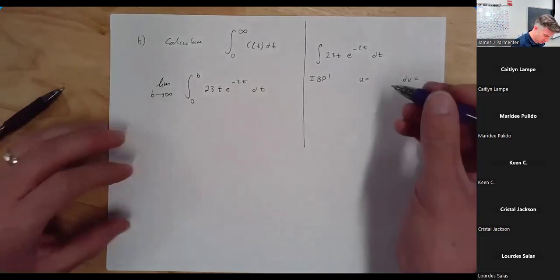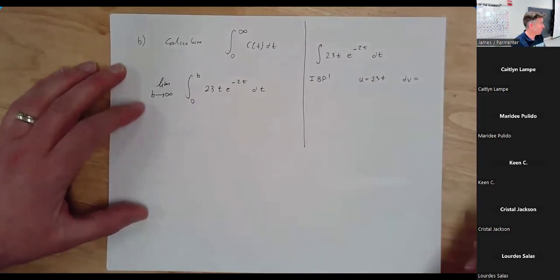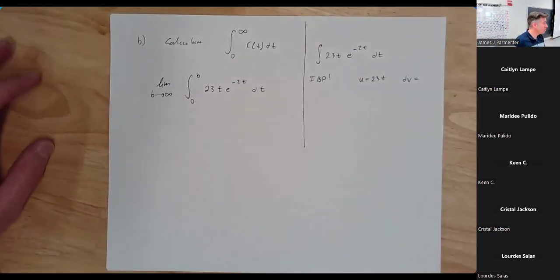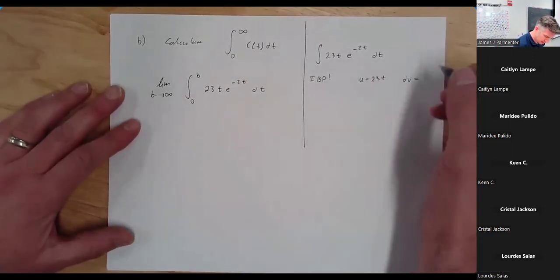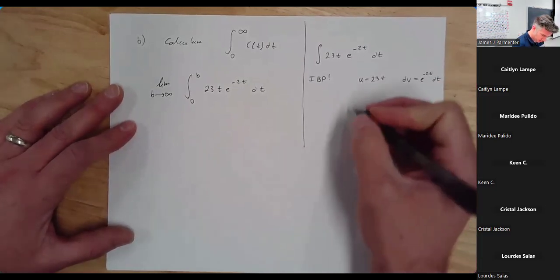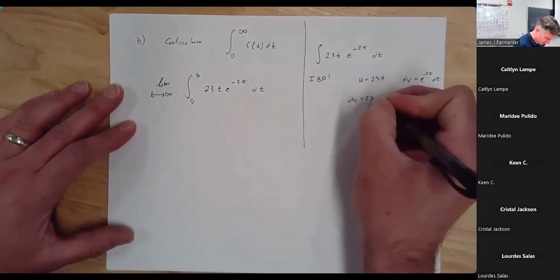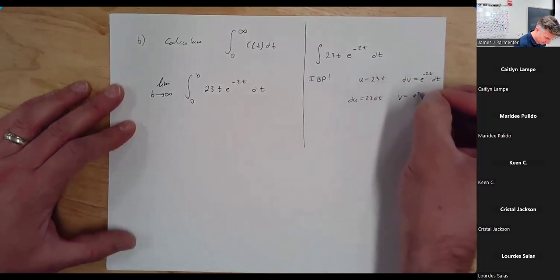So in this case, our u should be 23t. Our dv should be the rest. Once you picked u, dv is the rest. Always, always. So dv here is going to be e to the negative 2t dt. Our du is 23 dt. Our v is e to the negative 2t divided by negative 2.